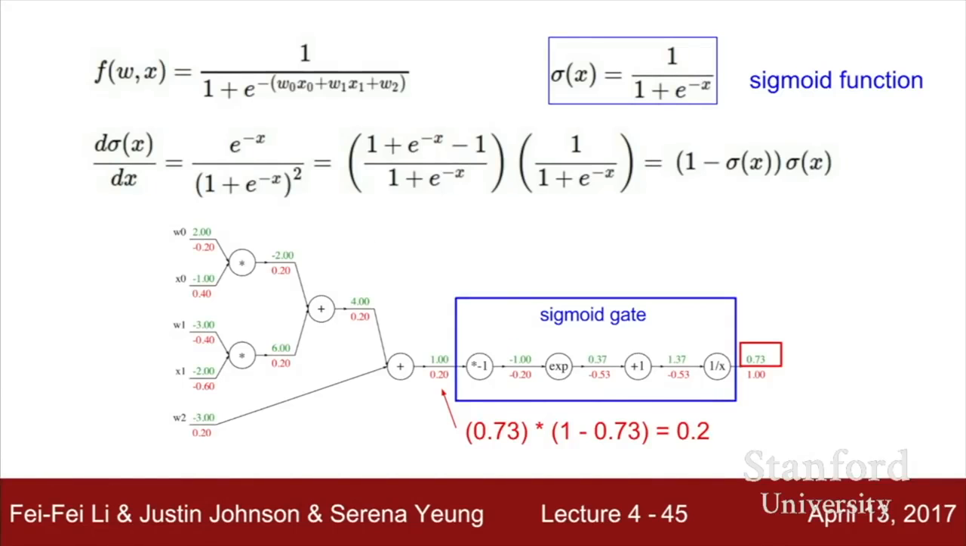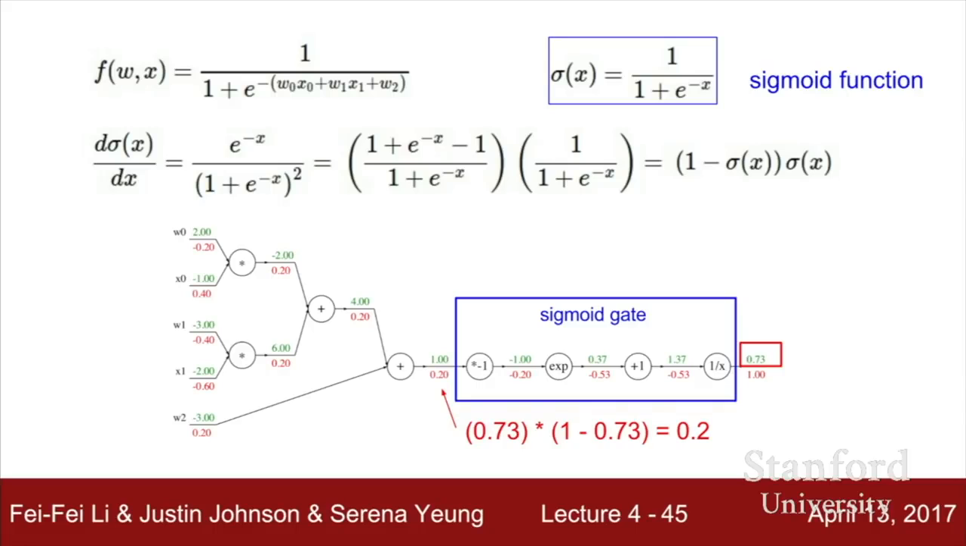Okay, so we talked about how we could group this set of nodes together into a sigmoid gate. Just to confirm that this is exactly equivalent, we can plug this in. The input here to the sigmoid gate is going to be 1, in green. And the output is going to be 0.73, and this will work out if you plug it into the sigmoid function. Now if we want to take the gradient and treat this entire sigmoid as one node, what we need to do is use this local gradient that we've derived up here.